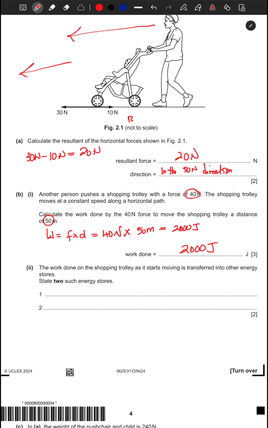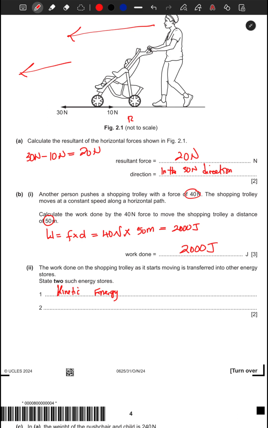The next question is, the work done on the shopping trolley as it starts moving is transferred into another energy store. State two such energy stores. When you are moving, you possess kinetic energy. That energy can be converted to other forms as you keep doing work. So as it is starting to move, number one is that there will be kinetic energy, because you have just started to move, so you are going to possess kinetic energy.